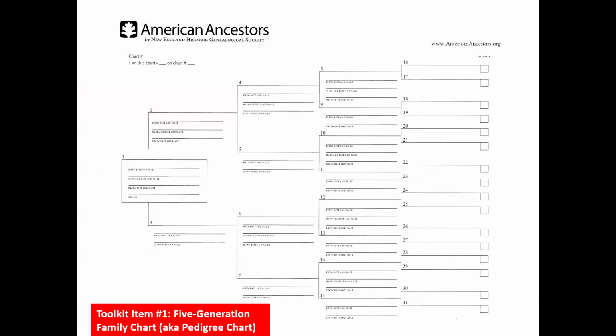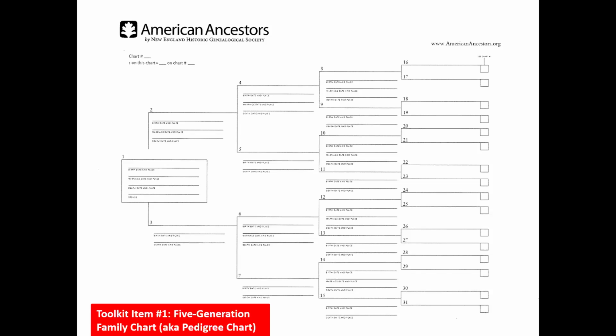So let's start with one of the examples of the charts here. This is a five generation family chart, otherwise known as a pedigree chart. And we typically like to use five generation chart because pedigree chart doesn't sound like it's very relevant to genealogy. When I think of pedigrees, I think about maybe horse pedigrees or dog pedigrees, and it doesn't seem like it really fits for people. So we kind of look at the idea of a five generation chart.